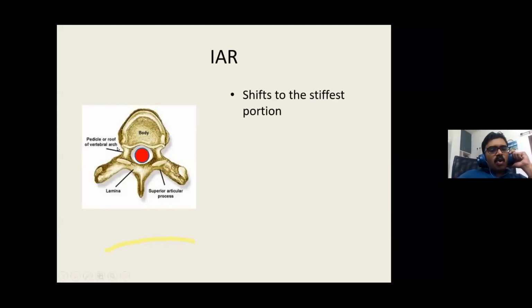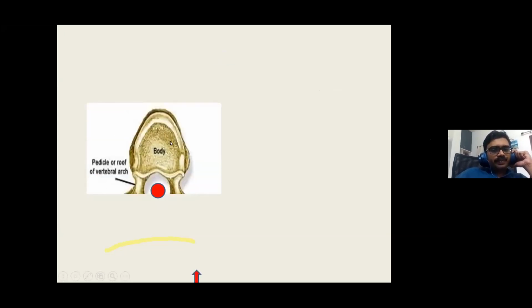So normally what happens in a normal vertebra, which is intact in its posterior elements and the ligaments are intact, generally the center of rotation, or the instantaneous axis of rotation, is somewhere in the posterior border of the annulus. But when you weaken the posterior elements by removing the ligaments, the posterior capsule, the facets, and even some of the posterior lamina, the instantaneous axis of rotation actually shifts more anteriorly to the stiffest portion, somewhere in the center of the body.